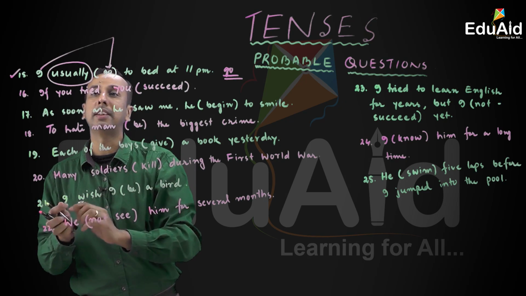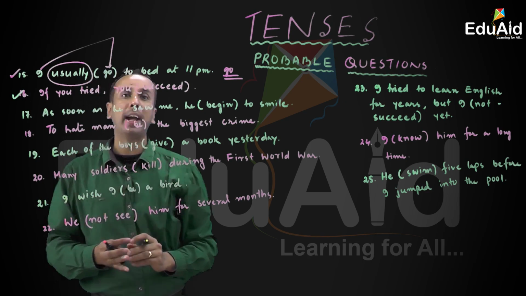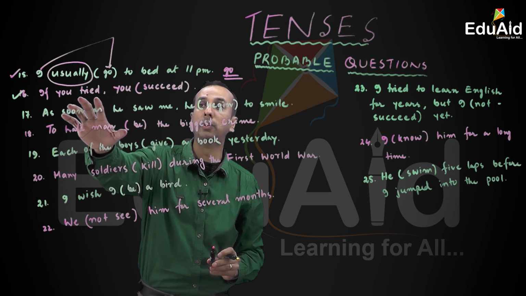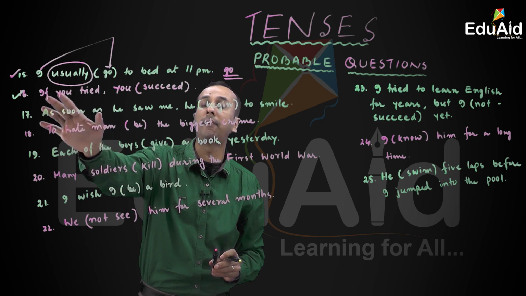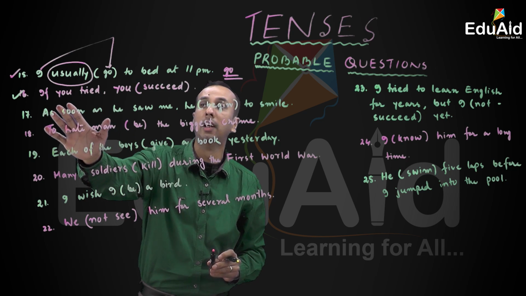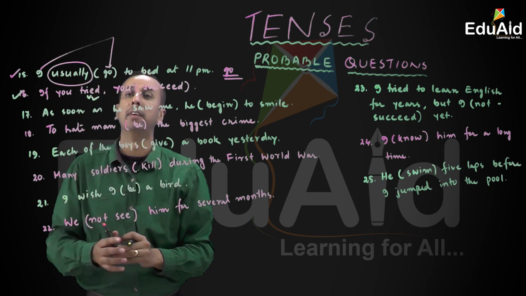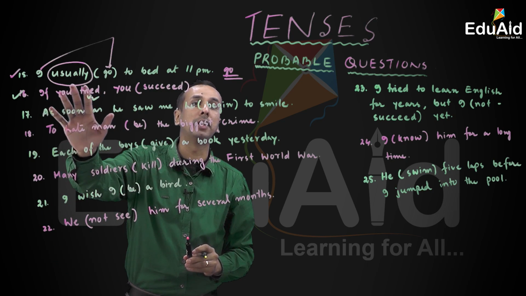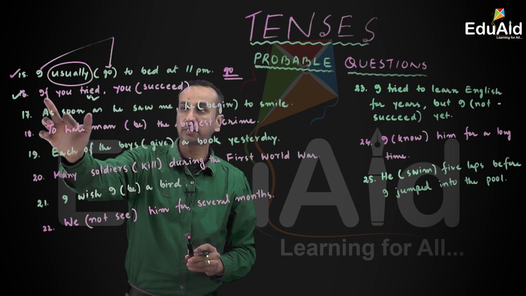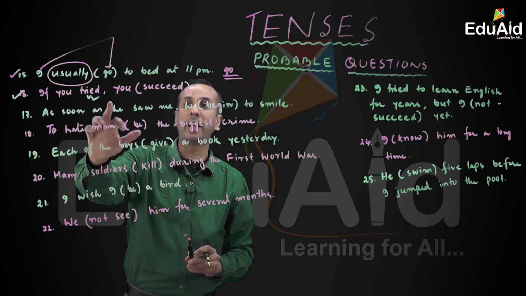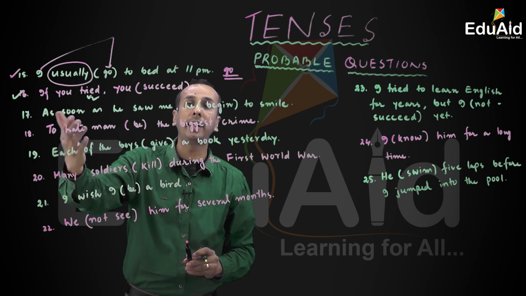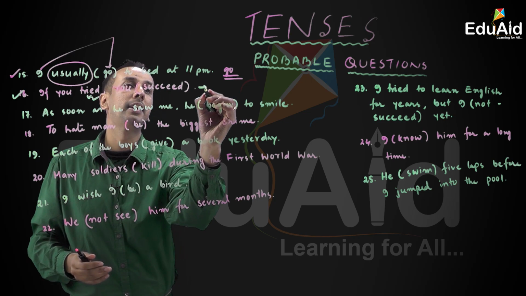Come down to question number 16. If you tried, you succeeded. Again, the clue that we are picking is the phrase if you tried. We discussed in our conditional clause that the if clause is given in the past tense form. This is conditional type 2, improbable condition. If you tried, tamane moi try kora nai. If you tried, you would succeed.